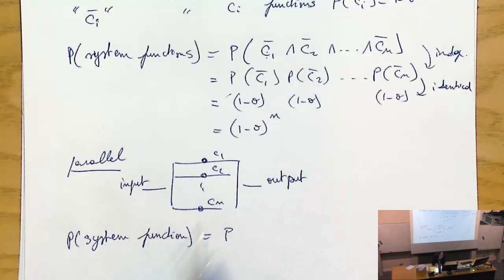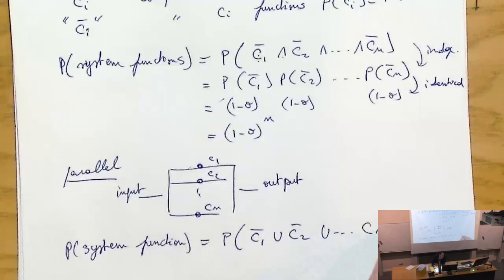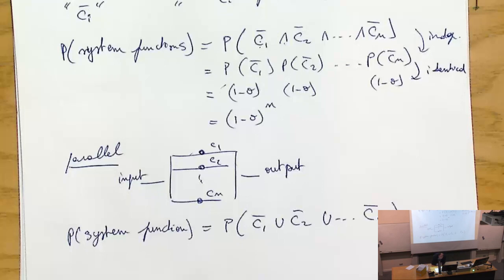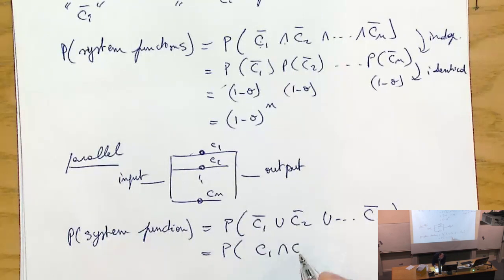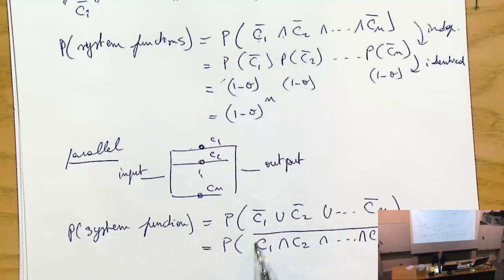The system functions when at least one of them functions, right? So I need to have at least one of those paths functioning. So there's a probability that C1 functions or C2 functions. So I have a union, I don't have an intersection, all the way to Cn functions. Now, this is something we have done before. You can write this as an intersection of C1, C2, all the way to Cn, and I take the complement of the intersection. So the union of the complement is equal to the complement of the intersection, right? Remember this? We did this a few weeks ago.